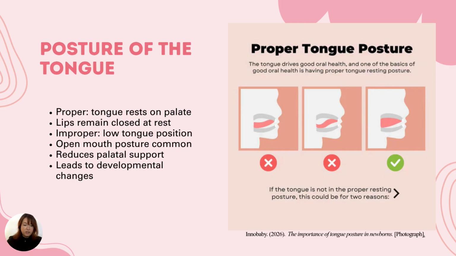And this is when open mouth posture is most common. It reduces the palatal support. So think about if you don't have the tongue to constantly push against the roof of your mouth, then the palate is going to become very shallow. And over time, it's going to mold to your tongue. So even if you do try to practice your tongue resting on the roof of your mouth, it's going to be very hard because your palate has already molded to that shallow posture. This can lead to developmental changes.